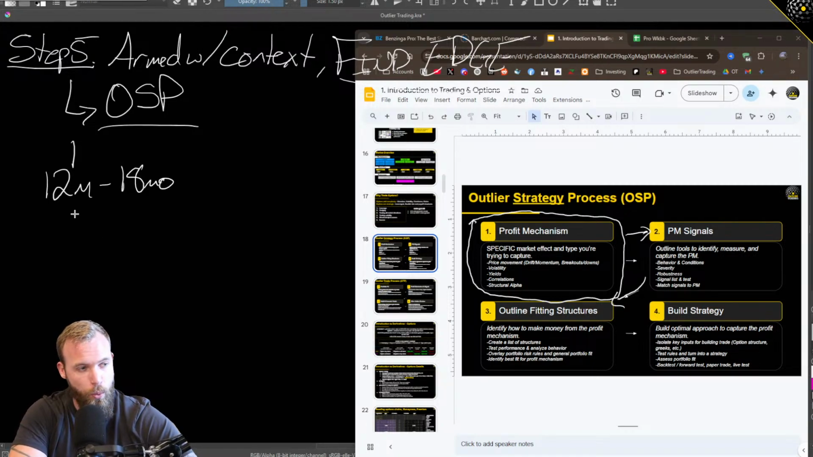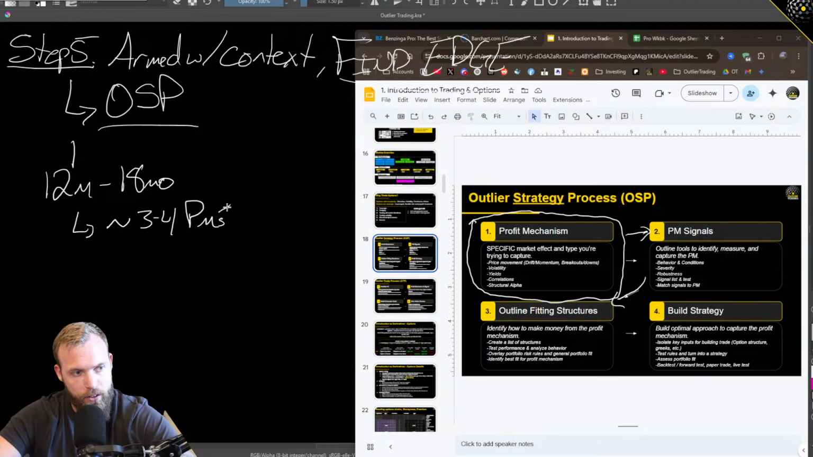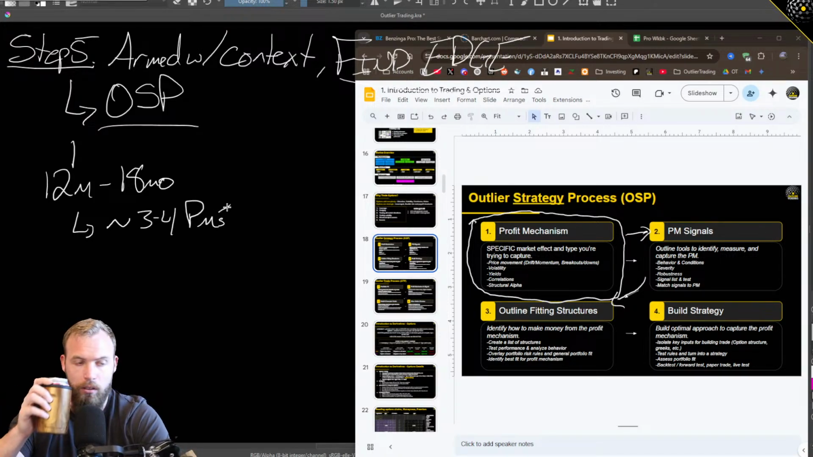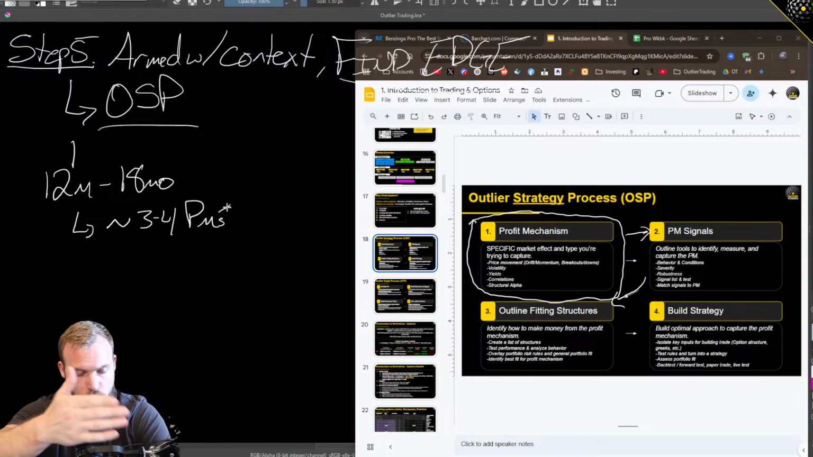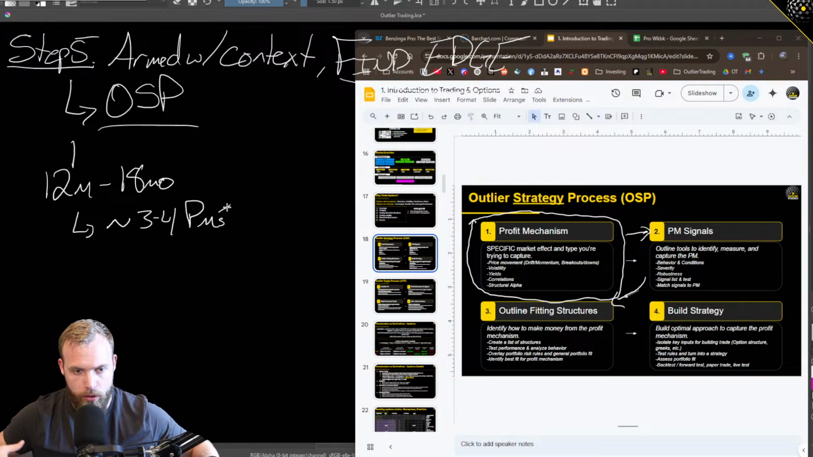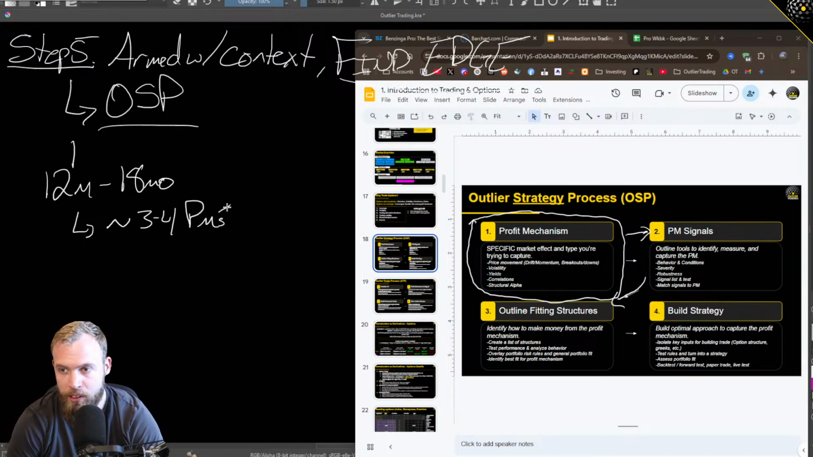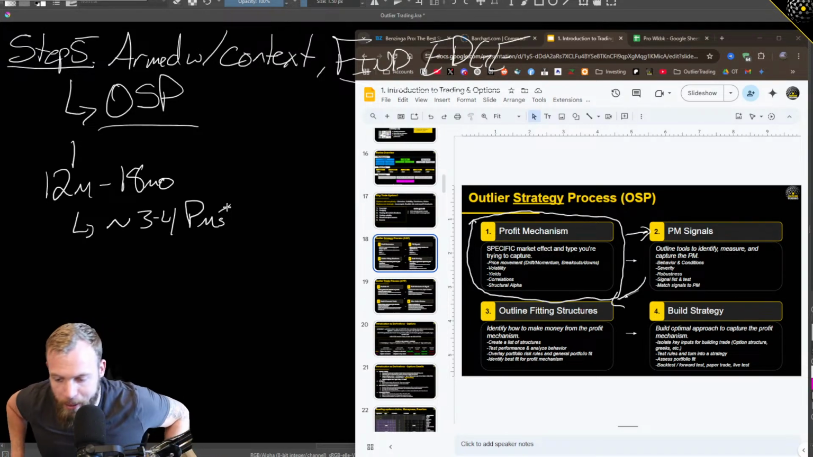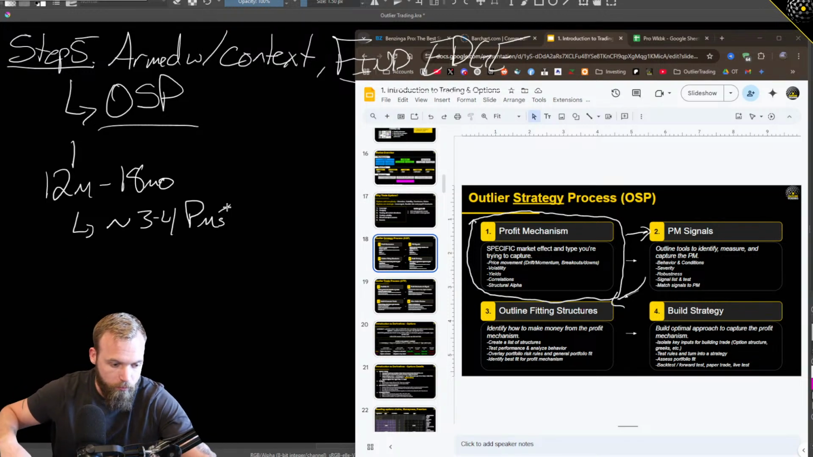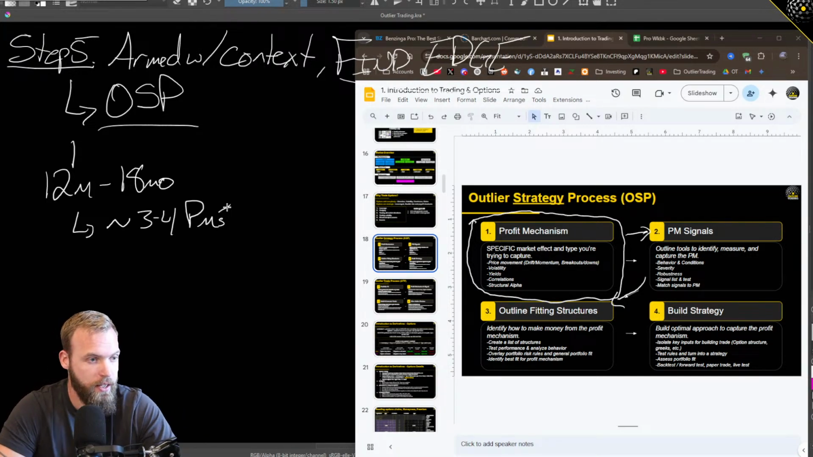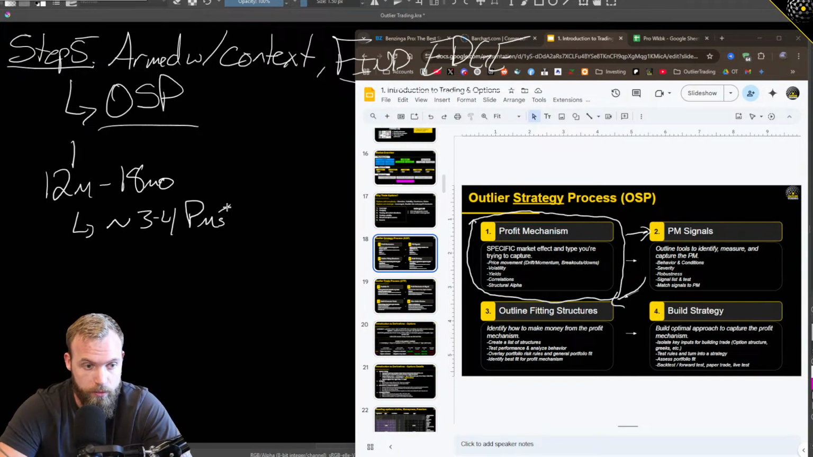And over this 12 to 18 months, you might find 3 to 4 profit mechanisms, like good ones. You might find 3 to 4. As always, some people might take longer and find more. Some people might find more in shorter time. I'm just trying to give you some context, some ideas from somebody who's gone through all of this and somebody who's helped other people navigate through all of this.